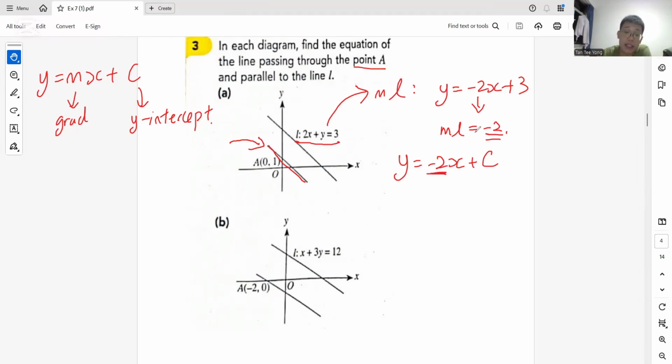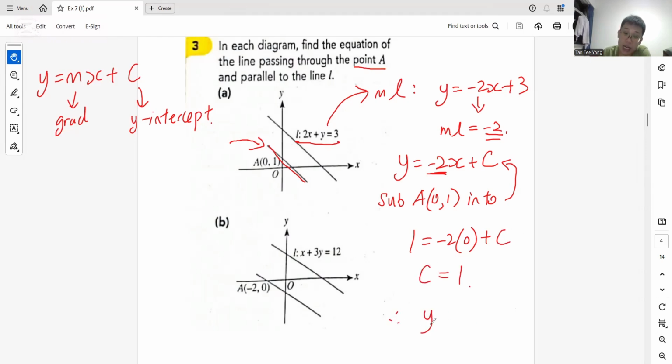So how do we find the y-intercept? We have to sub A, which is (0, 1), into this equation. So 1 equals -2 times 0 plus c. So my c is actually 1. Therefore the equation of this line is y equals -2x plus 1. So this is my answer.